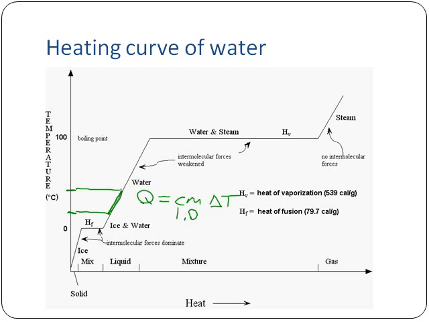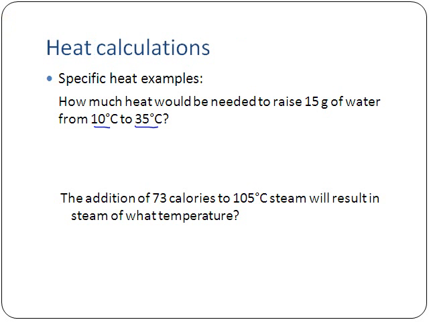Another way to look at this is simply to say that we know there's a temperature change going on. It goes from 10 degrees Celsius to 35 degrees Celsius. Since there's a temperature change, the only equation that we have that has temperature change is Q equals Cm delta T. So let's put this in here. We're asked how much heat would be needed to raise 15 grams of water from 10 to 35. So we're looking for how much heat, so we're looking for Q. We don't know what that is.